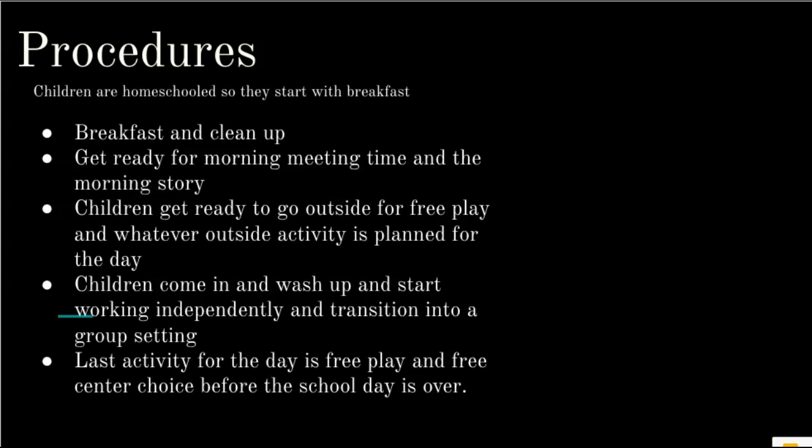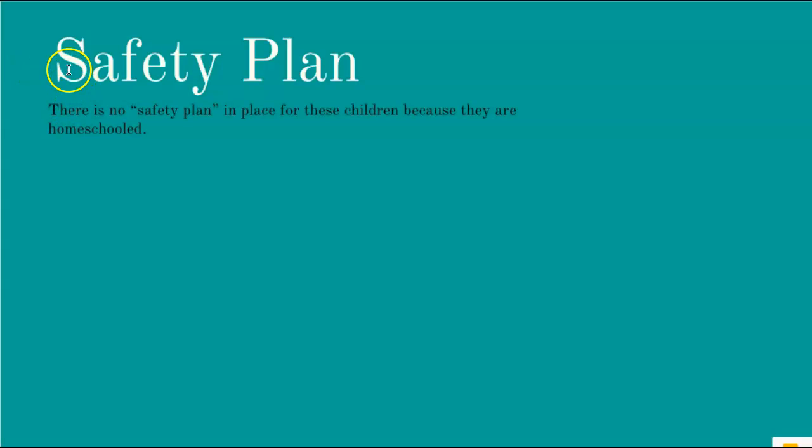So the next one, safety plan. There is no safety plan for these children because they are at home. The mother feels there is no need to expose them to what possibilities could be, such as in a public school, given the climate that we're in. So there is no safety plan.